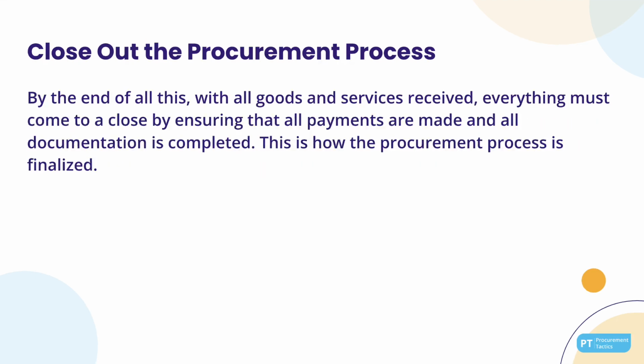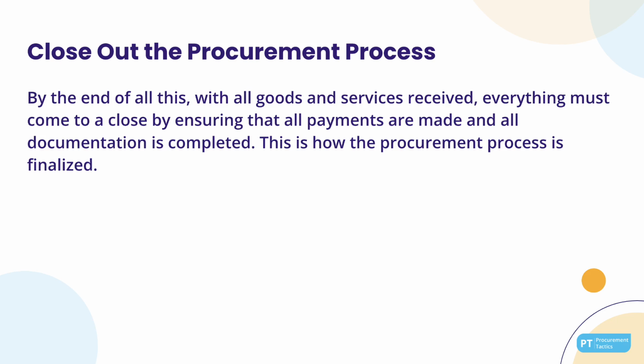By the end of all of this, with all goods and services received, everything must come to a close by ensuring that all payments are made and all documentation is completed. This is how the procurement process is finalized. A post-process review should be conducted to assess the procurement outcomes and find areas of improvement so that future projects may perform even better. Now we have gone through all the steps needed for a procurement project plan.